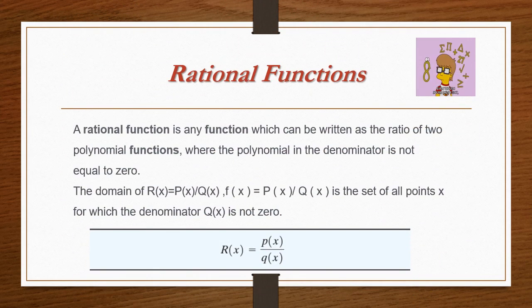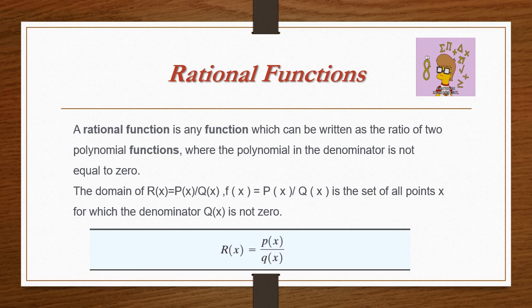What are rational functions? A rational function is any function which can be written as the ratio of two polynomial functions where the polynomial in the denominator is not equal to 0. Here we have our function R(x) equals P(x) over Q(x).